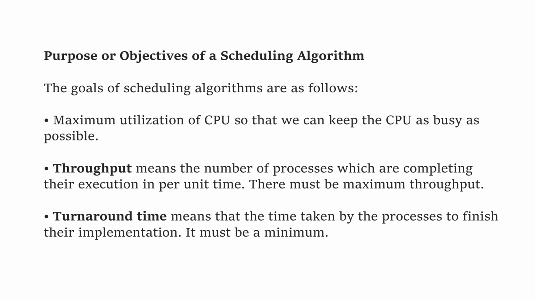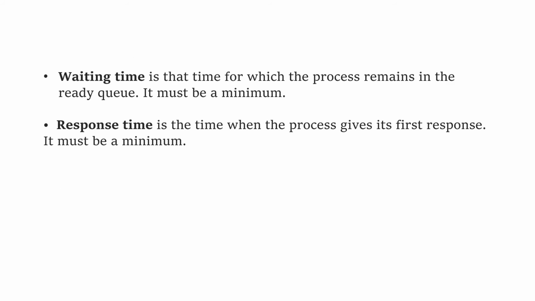Then next is the turnaround time. That means the time taken by the process to finish its execution. This should be minimum. Next is the waiting time, which is the time that the process remains in the ready queue. That also must be minimum. Then is the response time. This is the time when the process gives its first response. That time also must be minimum. So to achieve all these things, we are using the scheduler.